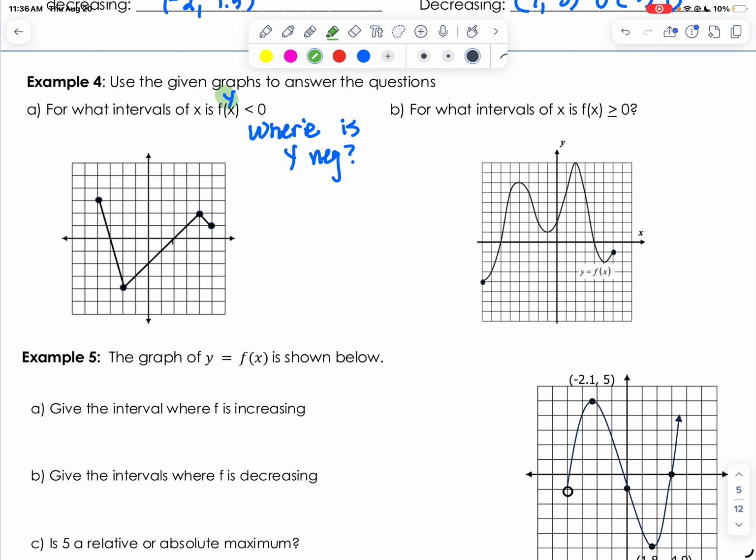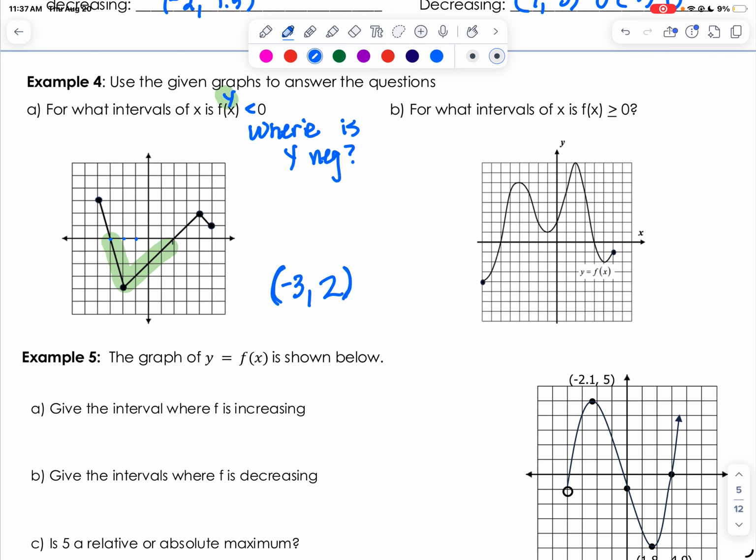So let me shade the portion of the graph of this function that's negative from here to here. So you're just going to give your x values. So 1, 2, from negative 3 to 1, 2. The function is negative. Okay. Now I used parentheses instead of brackets because it was just less than 0, not equal to 0.